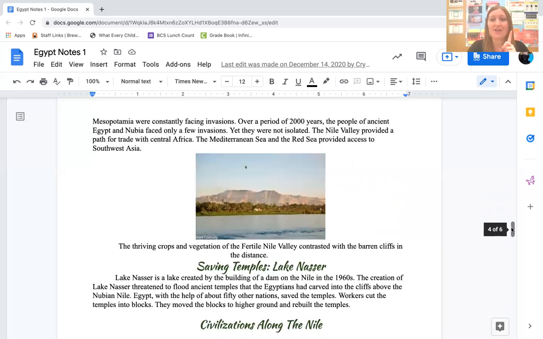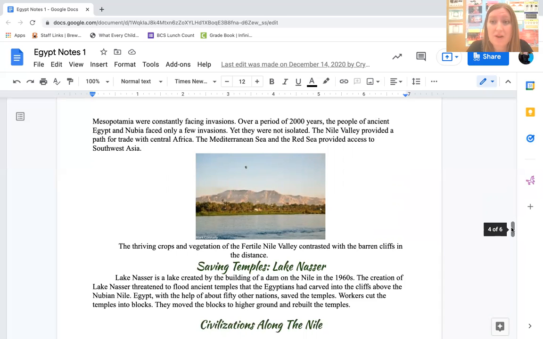Random other paragraph, saving temples, Lake Nasser. Lake Nasser is a lake created by the building of a dam on the Nile in the 1960s. So man created, right? Like nature did not create Lake Nasser, just checking. The creation of Lake Nasser threatened to flood ancient temples that the Egyptians had carved into the cliffs above the Nubian Nile, like in ancient times, obviously.